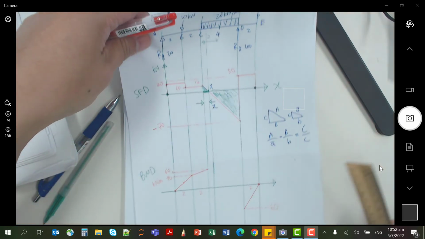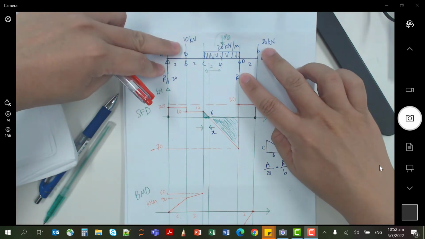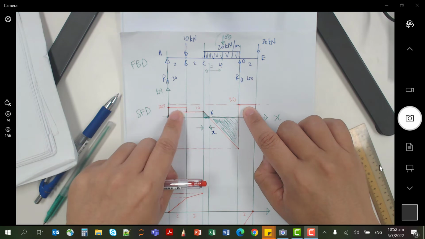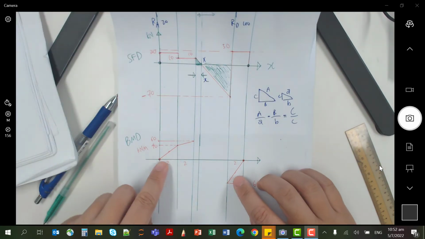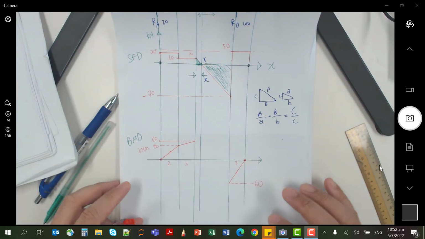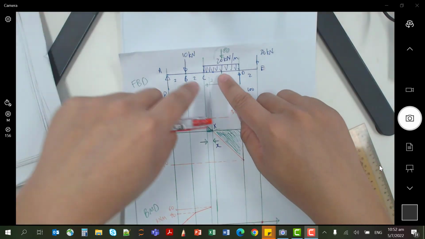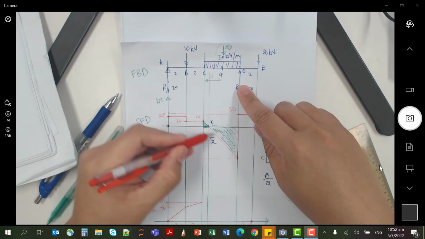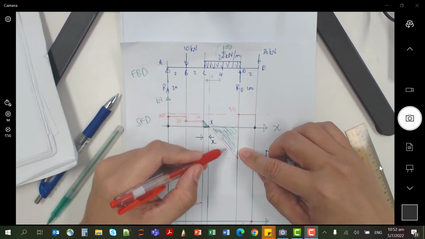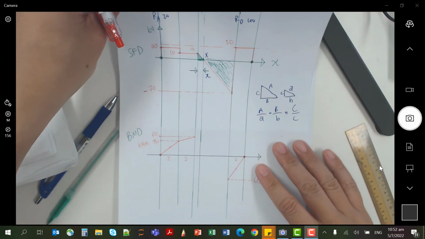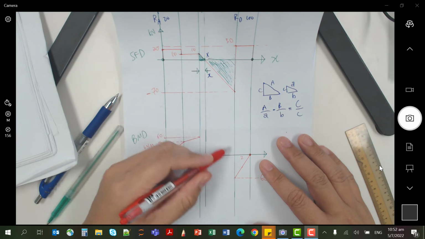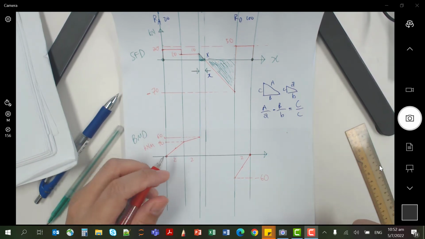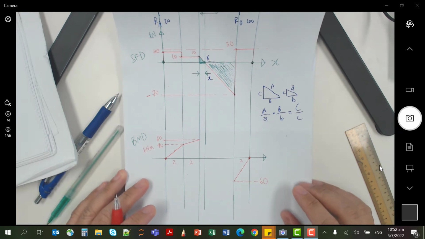Just remember, when there is a point load, it gives you constant shear force, which gives you straight lines for the bending moment. But when there is a UDL, it gives you a sloping line in the shear force, and this sloping line will give you a curve in the bending moment. So now we're going to learn how to draw the curve.